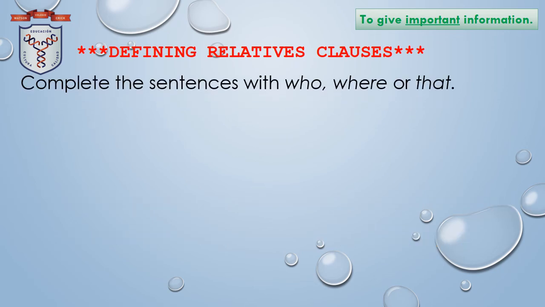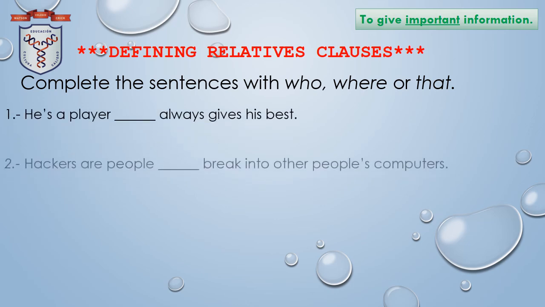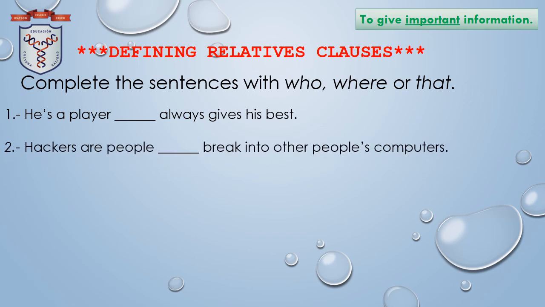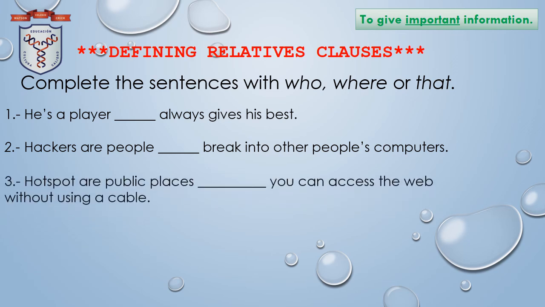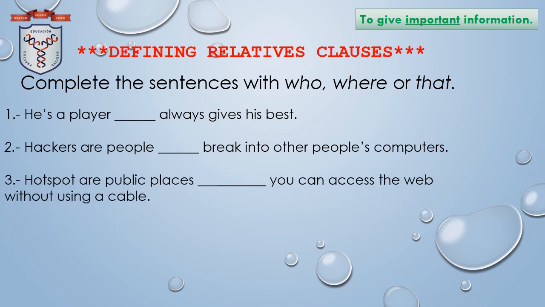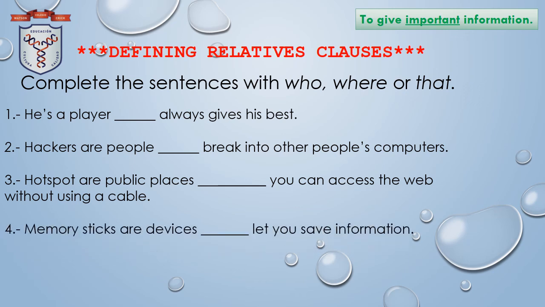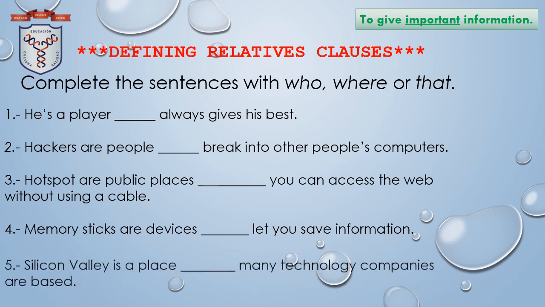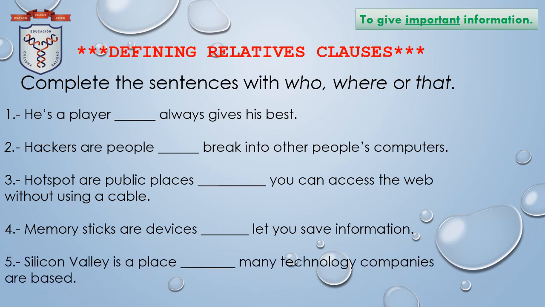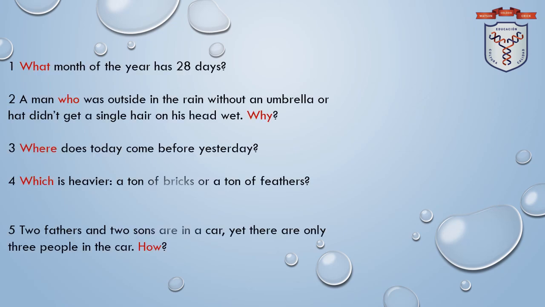Complete the sentence with the relative pronouns who, where, or that. You are going to complete with these relative pronouns and try to identify the defining relative clause in each sentence. Defining relative clauses are the words that give the main idea to the sentence, give important information, give essential information. By the way, do you remember the riddles? Here you have the answers.